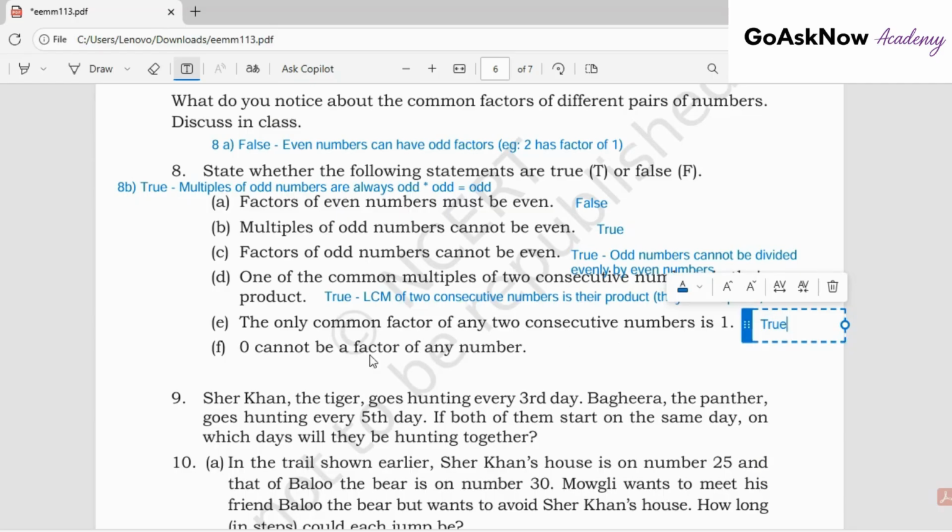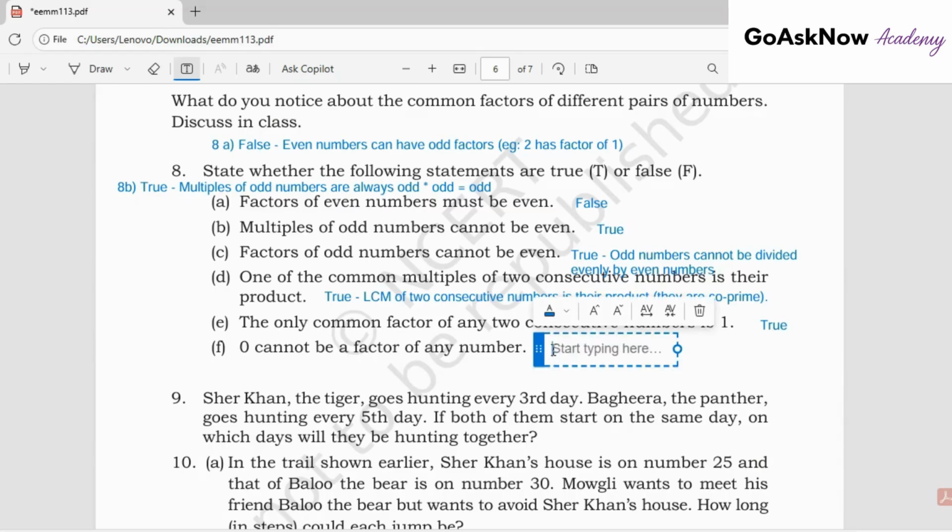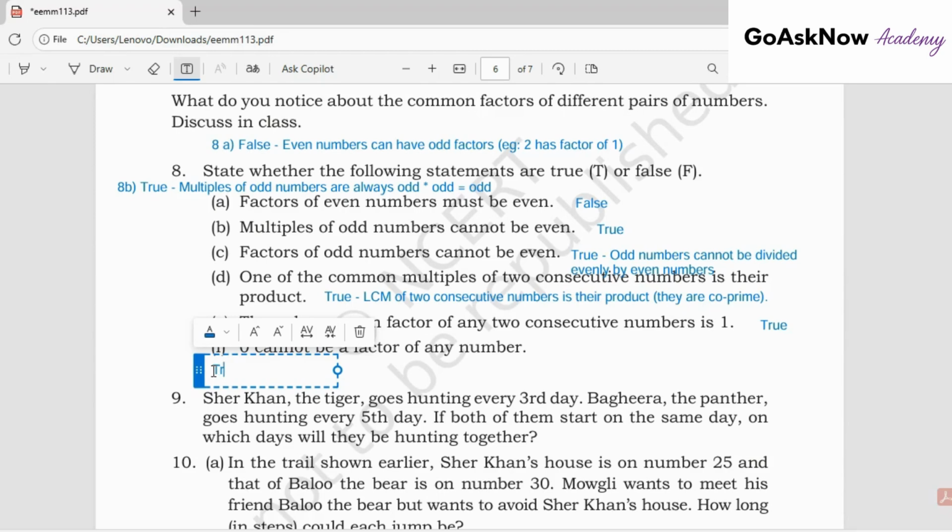Next, 0 cannot be a factor of any number. Yes, this is also true, because division by 0 is undefined. So 0 is not a factor.